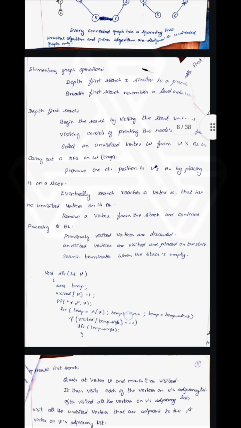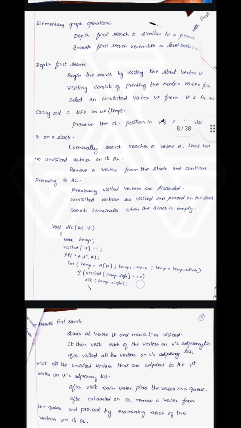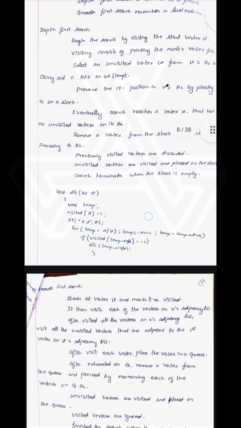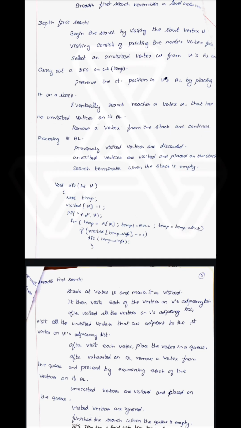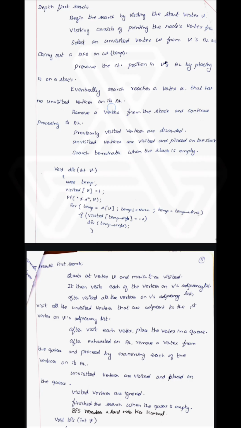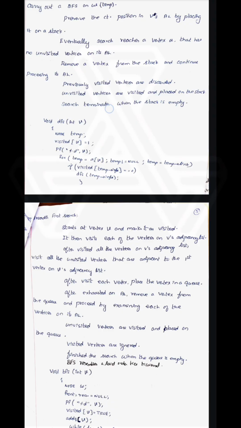Depth first search. Begin the search by visiting the start vertex v. Visiting consists of printing the node's vertex field. Select an unvisited vertex w from v's adjacency list and carry out a DFS on w. Preserve the current position in v's adjacency list by placing it on a stack. Eventually, the search reaches a vertex u that has no unvisited vertices on its adjacency list. Remove a vertex from the stack and continue processing its adjacency list. Previously visited vertices are discarded, unvisited vertices are visited and placed onto the stack. The search terminates when the stack is empty.